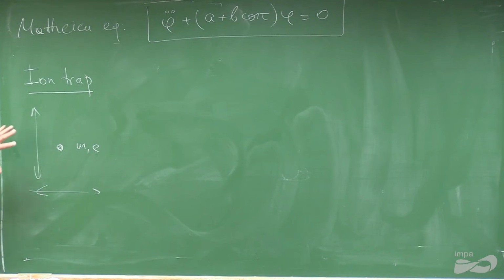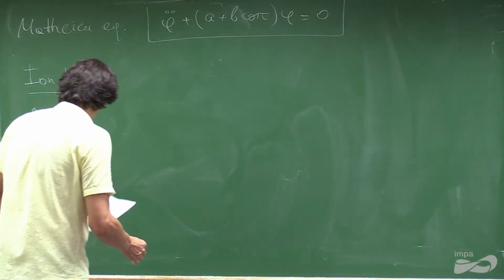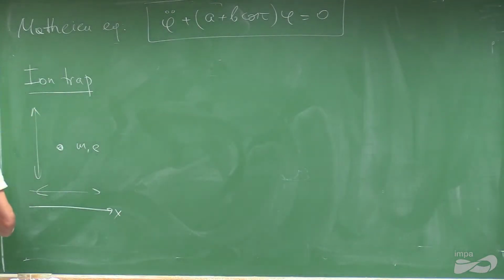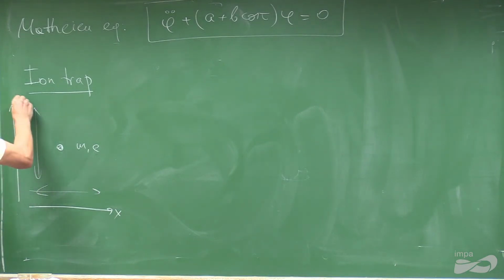So let's assume that we're in 2 dimensions. You will see the picture in 3 dimensions. You can put one field here, another field there, and you can change this field periodically. So what will be the equation of motion for this system? Let's put coordinate x horizontally and coordinate y vertically.